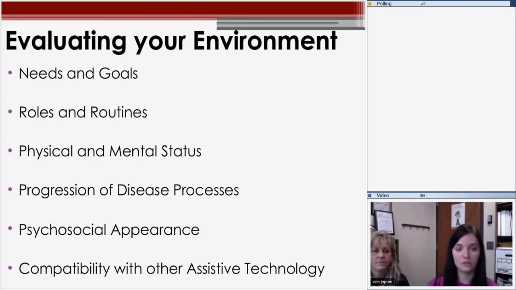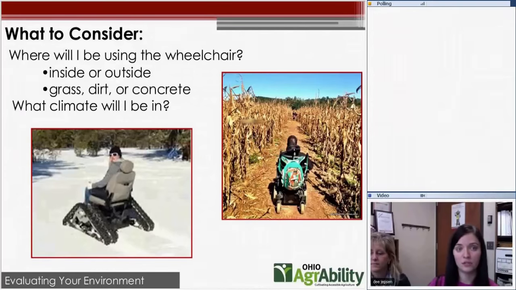Also, if you use any other assistive technology devices, you want to consider those in getting a wheelchair that is compatible with any assistive technology you may need now or, again, in the future. Some points to consider: where will you be using the chair? Will you be using it inside, outside? What type of terrain will you be using the wheelchair on? Grass, dirt, concrete? This is especially important when you're considering power chairs, as battery life and the type of battery the chair has are heavily influenced by climate and can impact your overall mobility.